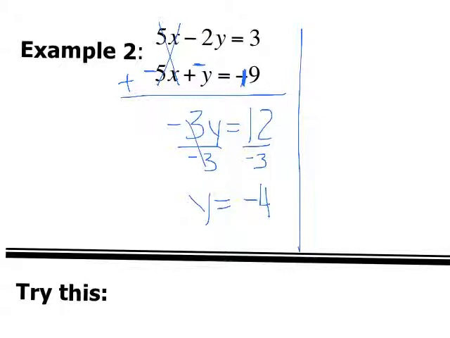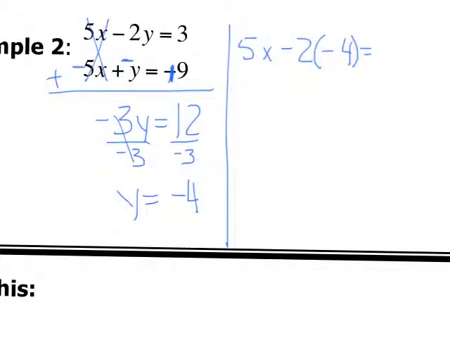So, Hannah, would you like to use the top or the bottom? Top. Okay, top it is. So I have 5x minus 2, and my y value is what? Negative 4. That's what I just found. Negative 4 equals 3. So I use the top equation again. If you use the bottom equation, you're not wrong. It's just a different way of coming up with the right answer.